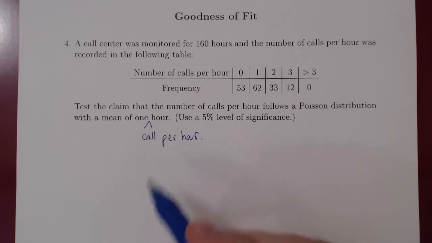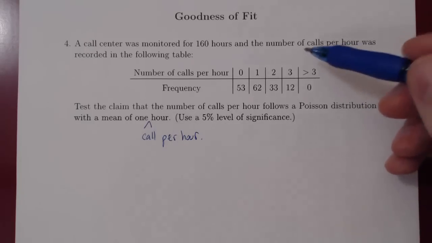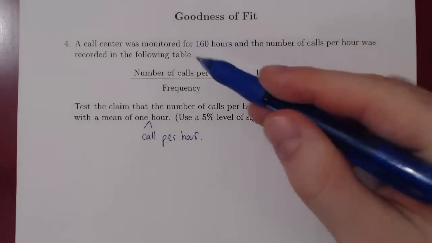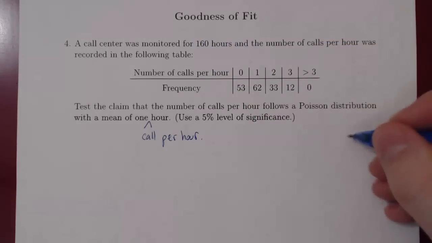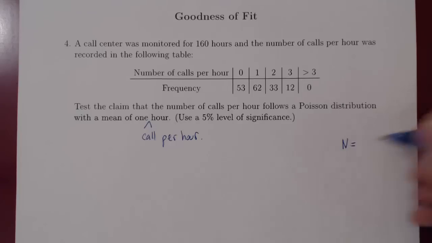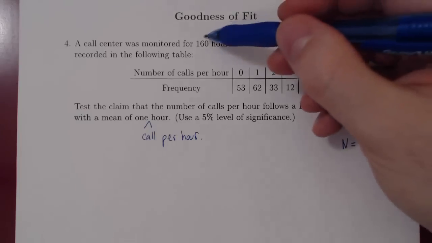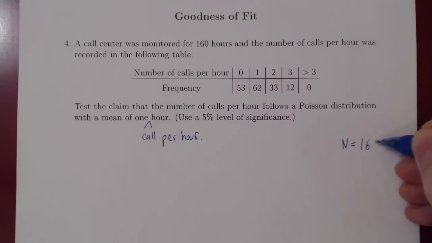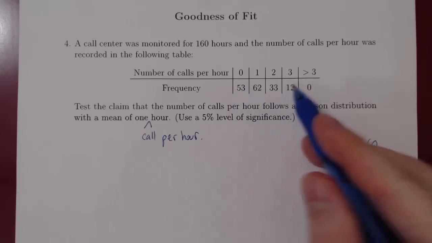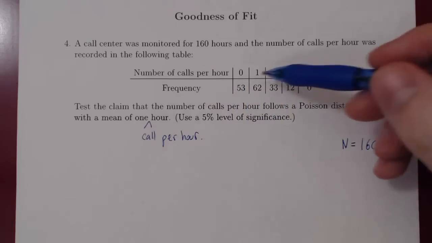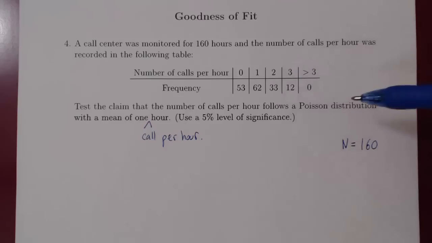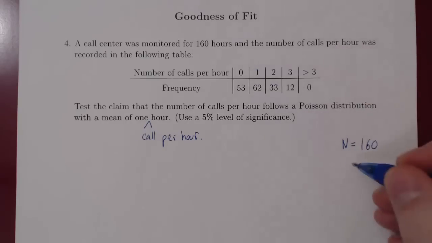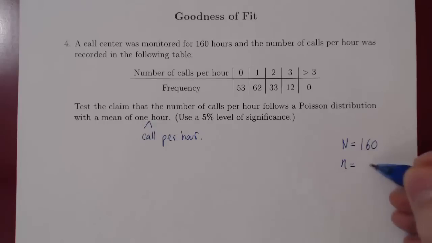Before we look at our hypotheses and then test whether or not we accept this claim, let's just quickly go over the statistic. As in the case of a test of independence, we will use uppercase N for the number of observations. Here we observed 160 one-hour intervals, so that's the number of observations. If you add those up, you will get 160. We have 1, 2, 3, 4, 5 categories, 5 bins. We use lowercase n for that.